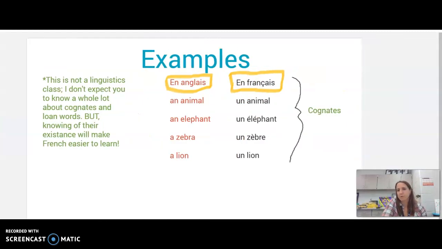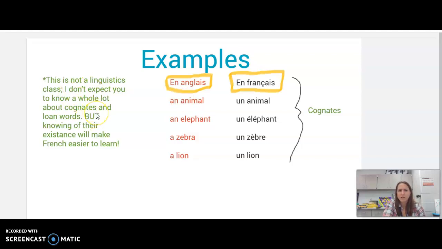These first examples are very obvious. So en anglais, an animal, en français, un animal. An elephant, un éléphant. A zebra, un zèbre. A lion, un lion. So if you were to hear these words, you may not catch on right away, but certainly when you see them, you see that they're very similar, if not exactly the same, as the French equivalent.